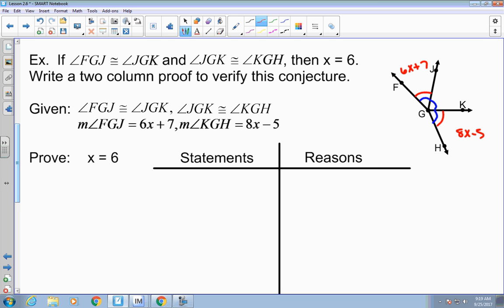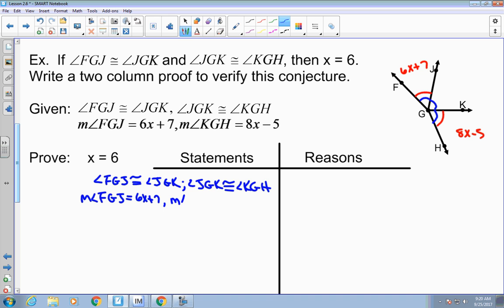All right, so we'll start out with our given. Angle FGJ is congruent to angle JGK. Angle JGK is congruent to angle KGH. Measure of FGJ equals 6x plus 7, and the measure of angle KGH equals 8x minus 5.